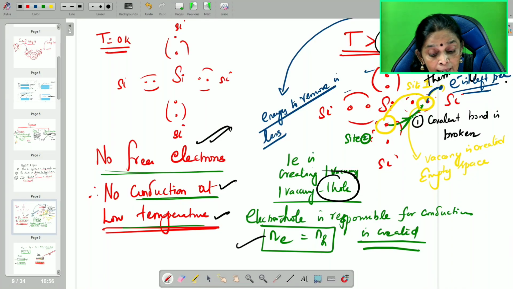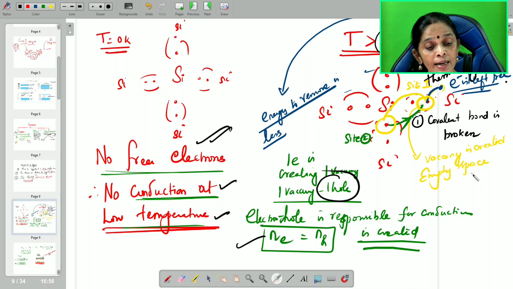Now, when T is greater than 0 Kelvin, the covalent bond breaks. Due to that, the electrons are left free. When the electrons are left free, a vacancy is created. What is that vacancy called, children? That is an empty space. That is called a hole. Okay? What happened to the hole?